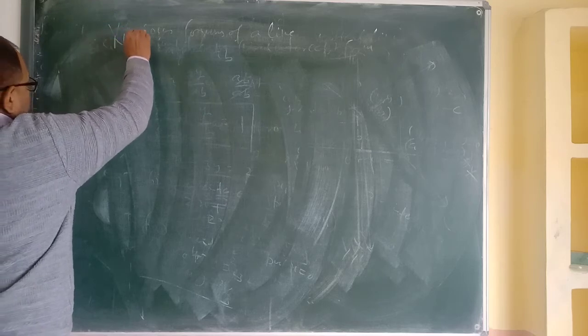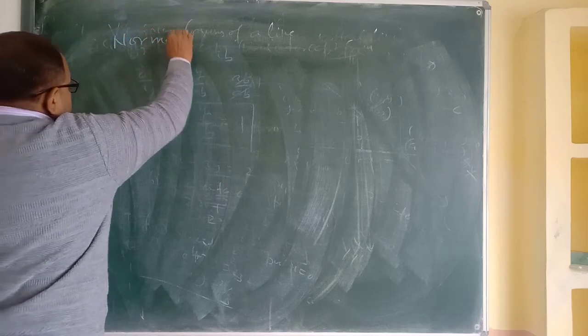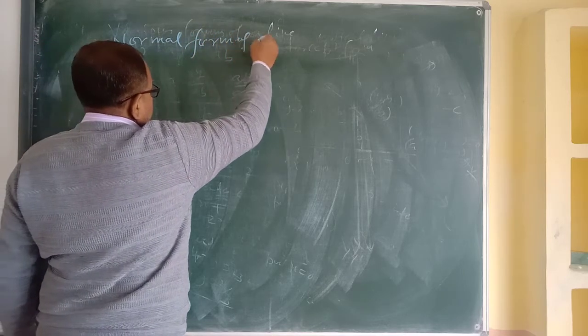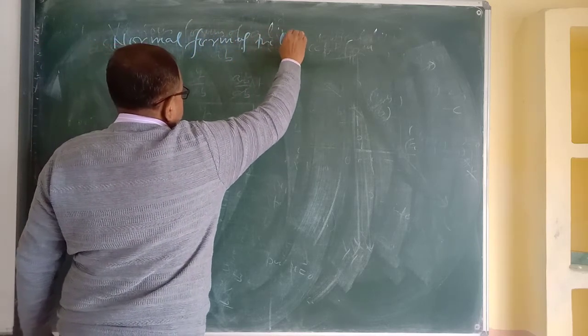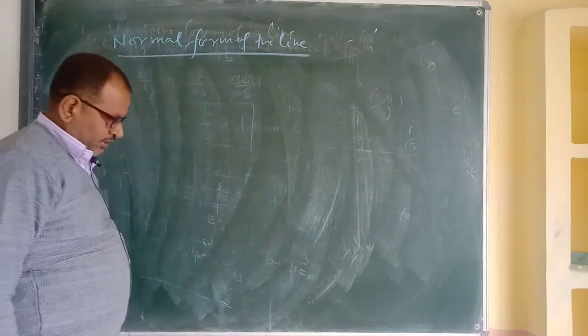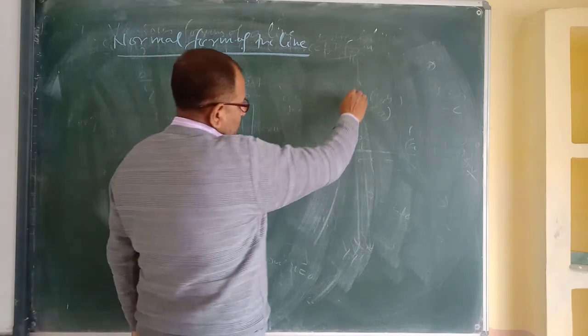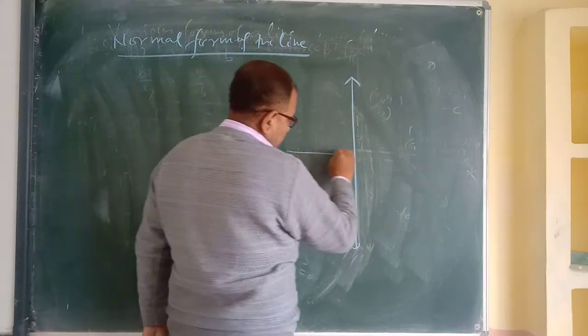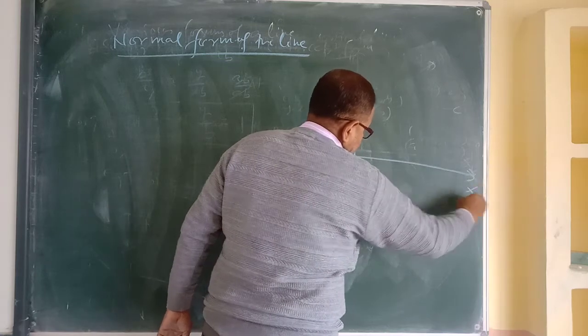Now the normal form of the line. Equation of a line in the normal form. So what is normal form? Again we will take the x-axis and y-axis.